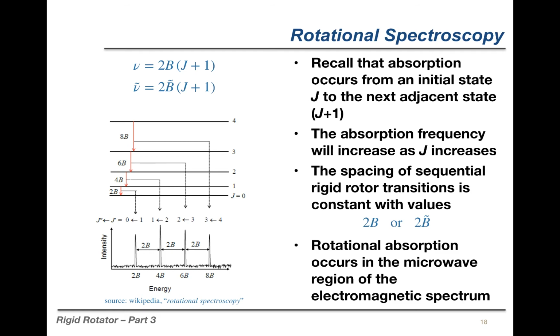One final point to make here is that when rotational spectra are collected, it is the case that for molecules, absorption typically occurs in the microwave region of the electromagnetic spectrum. And that's why the terms rotational spectroscopy and microwave spectroscopy are often used interchangeably.